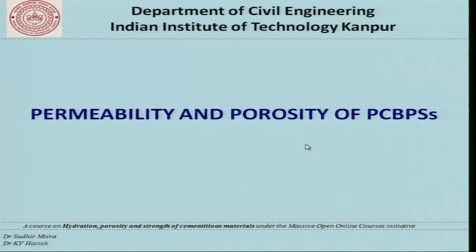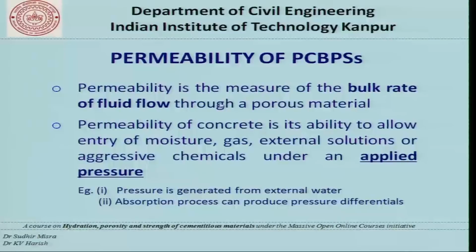Now coming on to the next and very important topic, which is permeability and porosity of Portland cement based paste systems. We will see how permeability and porosity are related at a later stage. Now what is permeability? Permeability is the measure of the bulk rate of fluid flow through a porous material. Permeability of concrete is its ability to allow entry of moisture, gas, external solutions or other aggressive chemicals under an applied pressure. And if you practically see cases where permeability will be an issue, some examples are shown.